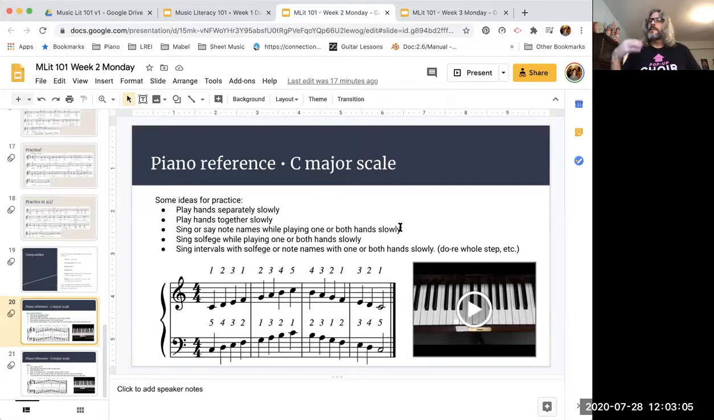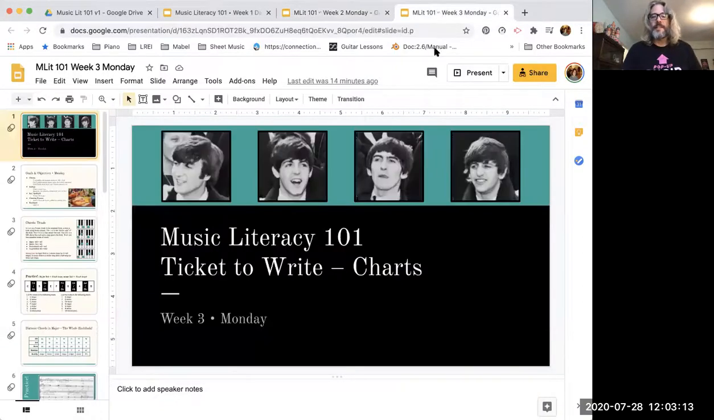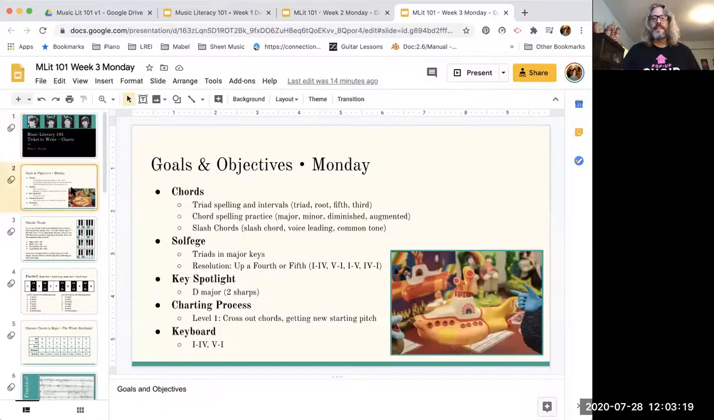Great. So then by the time you're done with week 2 and we've read so much music, we're ready to start making our own charts. So we get our Ticket to Write charts with all the music of the Beatles in week 3. And it's the same thing again, except my slideshows got fancier and with lots of objectives and trying to put it all together now. In week 3, we're spelling triads.